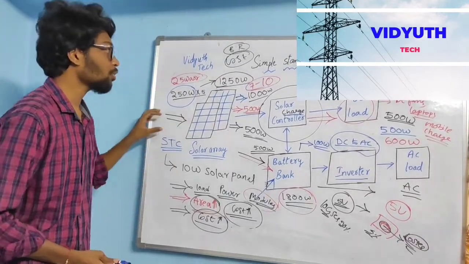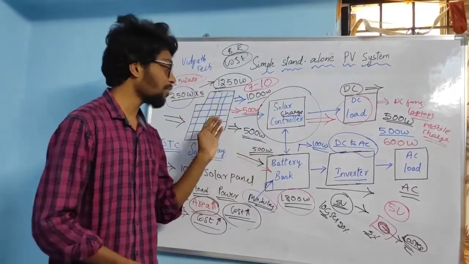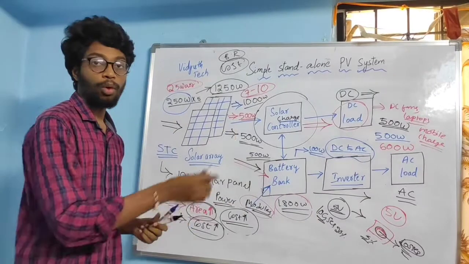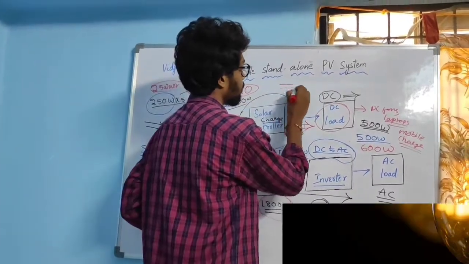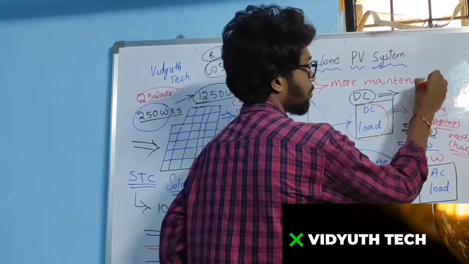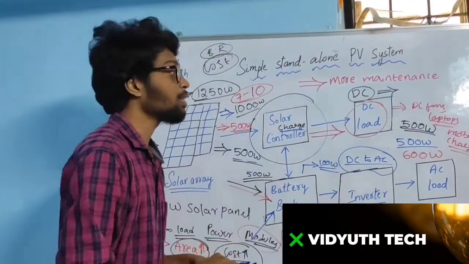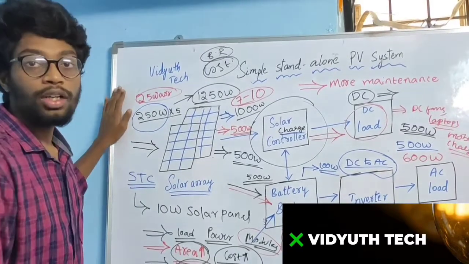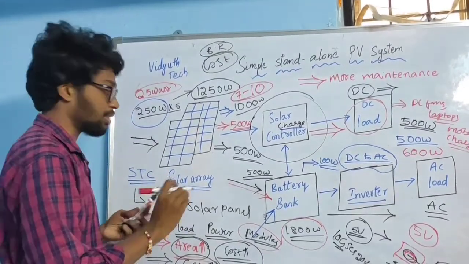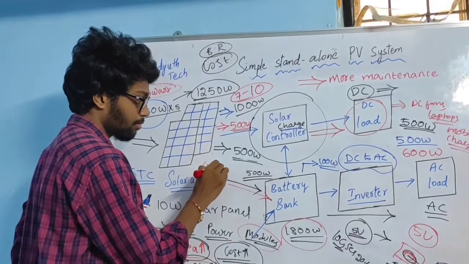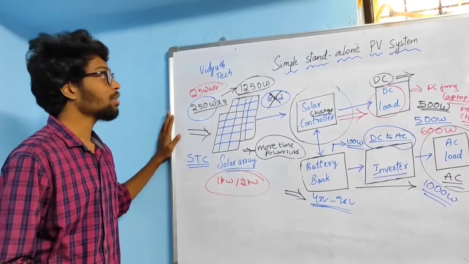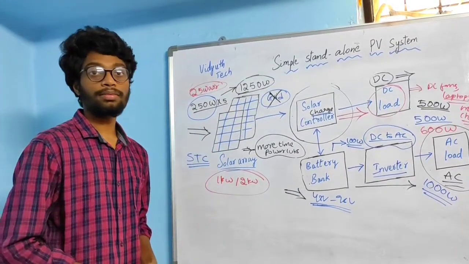Friends, in the block diagram of the standalone photovoltaic system, you have more components: 1, 2, 3, 4. So you are going to require more maintenance compared to grid type. You have to consider maintenance also, friends. Sometimes you are going to require a generator also, so the generator cost also has to be considered. Friends, these are the disadvantages of the standalone photovoltaic system.